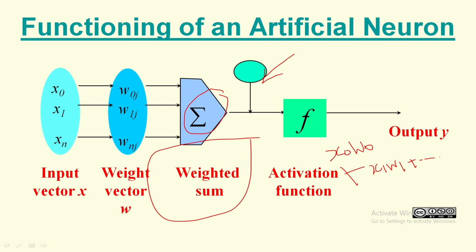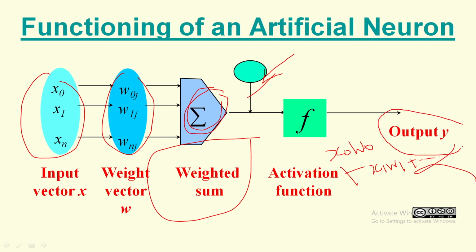But as of now, you need to understand there is a set of input vectors. Those input vectors are multiplied with the corresponding weight vectors, and the weighted sum is calculated. Over the weighted sum you apply the activation function, and after application of the activation function you are producing the output y. So this is the basic principle of the operation.